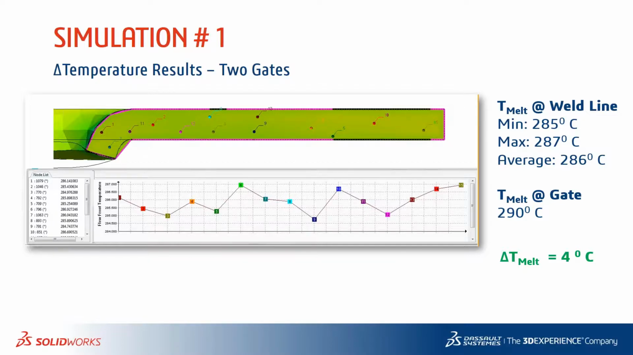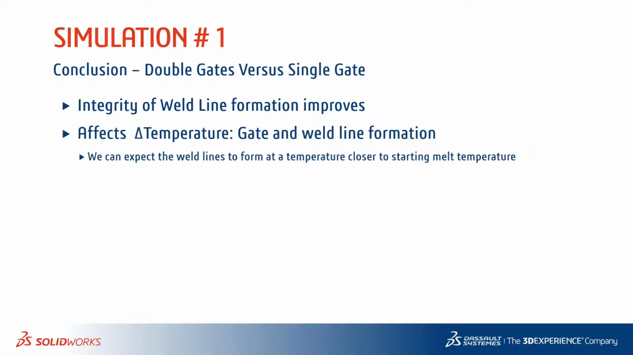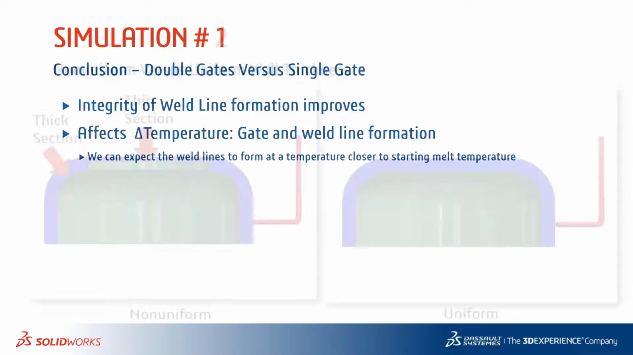So in conclusion, the integrity of the weld line formation improves with multiple gating scenarios. It also affects the delta temperature. In this case, we compare the temperatures of the melt front at the gate as well as where the weld line forms, and we can expect the weld lines to form at a temperature closer to the starting melt temperature in a multiple gating scenario.